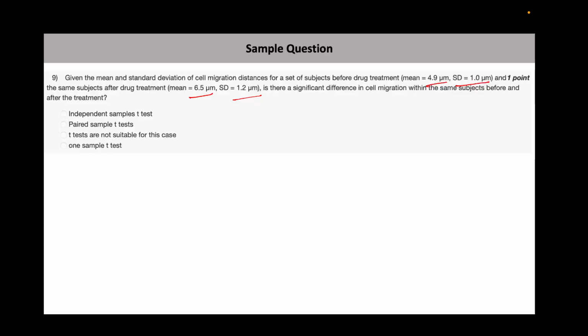Your options are independent samples t-test, paired sample t-test, t-tests are not suitable for this case, and one sample t-test. The question asks what kind of test can be used for this kind of result.